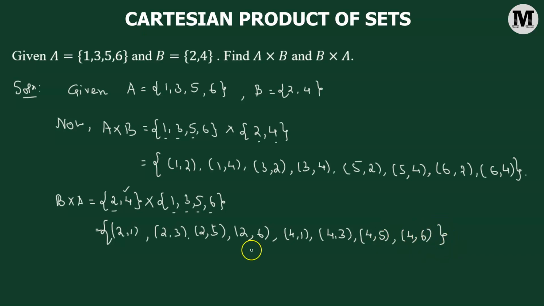Fine. So this is going to be the Cartesian product of set B with A, and we have successfully obtained both of the 2 Cartesian products. And here we can notice that the Cartesian product of A and B is not equal to the Cartesian product of B and A. In other words, this also means that the Cartesian product is not commutative.